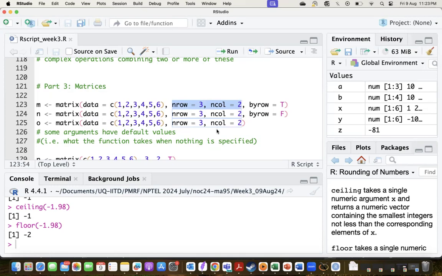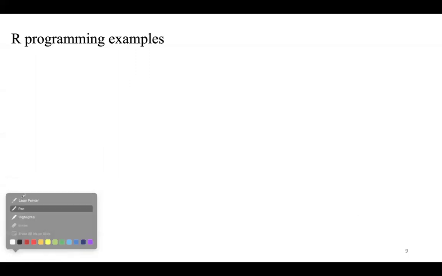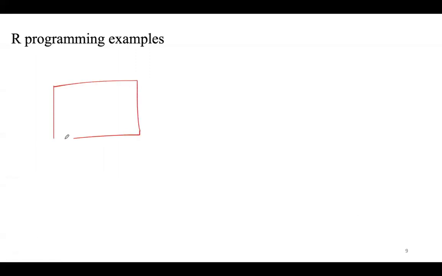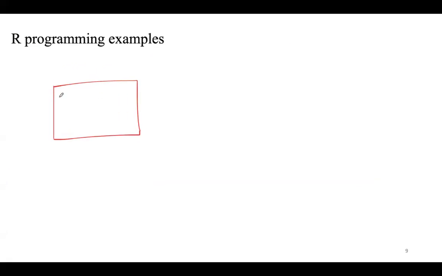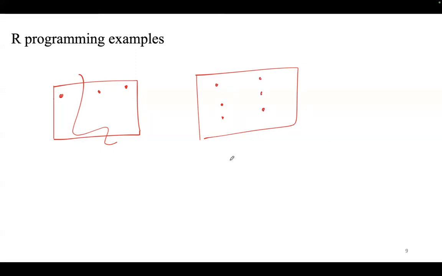And then, maybe I can draw this here. So here we said that we have 3 rows and 2 columns. So this is how this is. Now I have the option that I can fill it like this. So this is called filling it row-wise, or I can fill it like this. So this is filling it column-wise.